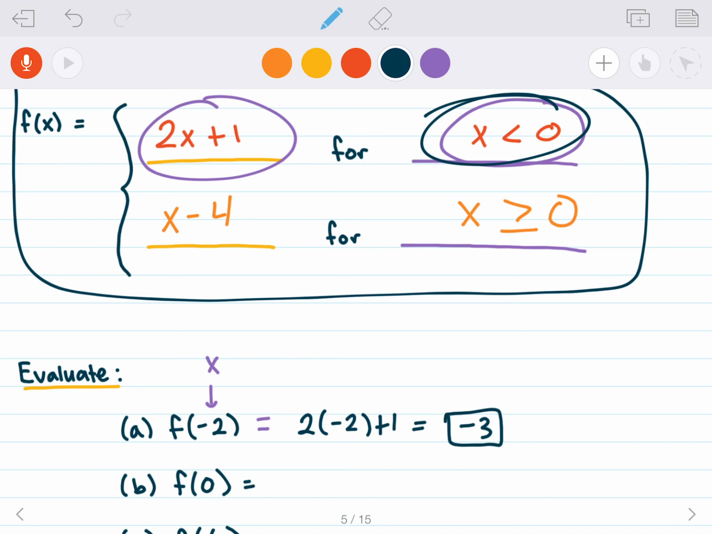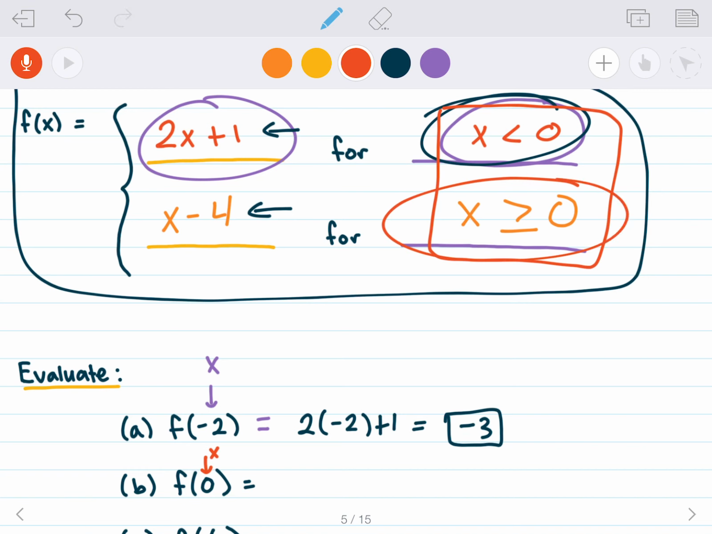Now what about f of 0? Do I use the top rule, 2x plus 1, or the bottom rule, x minus 4? Well, we have to go back to our domain on the right side. My x is 0, so is 0 less than 0? Is that true? No, so we don't use the top rule. But the bottom rule says x can be 0, or it can be bigger than 0. So we have to use this rule right here. We're just plugging our x value into this rule. Our x value is 0, so instead of x, we write 0 minus 4, and that gives us negative 4.